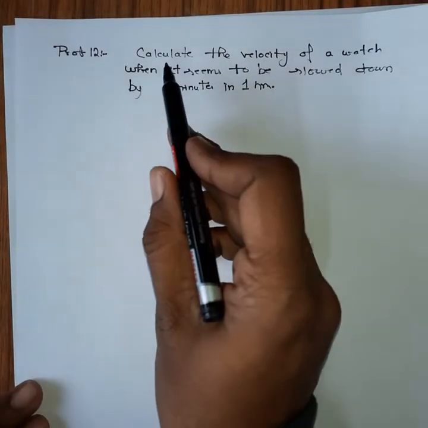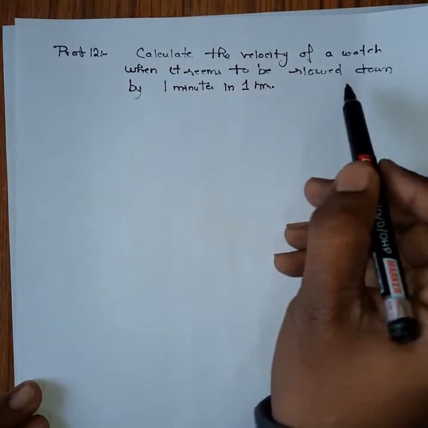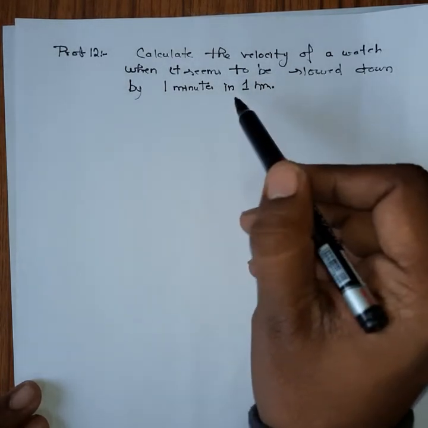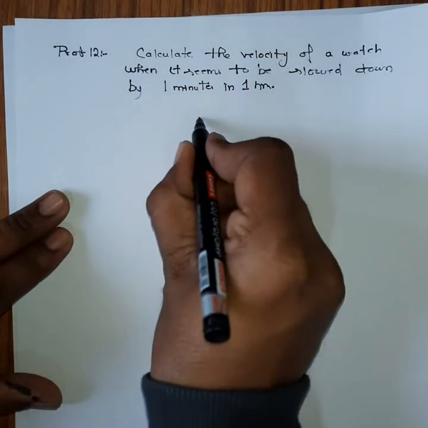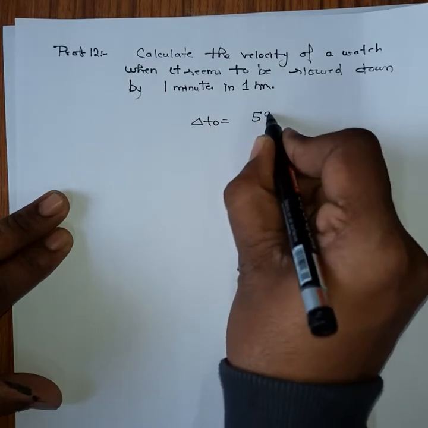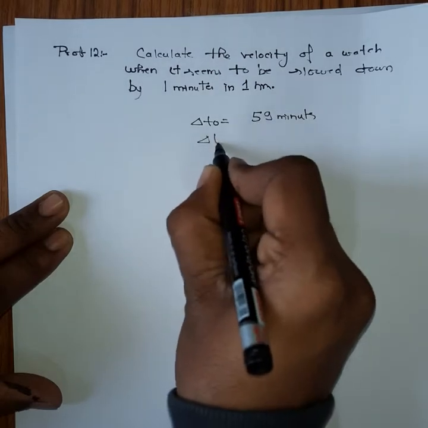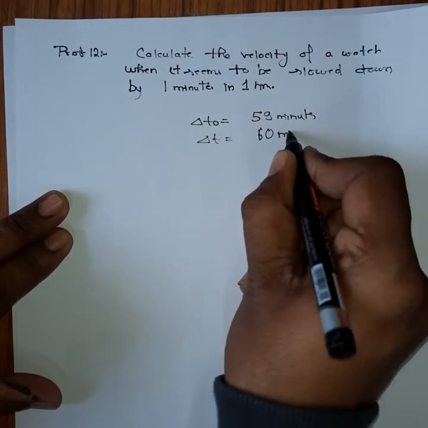So our next problem is: calculate the velocity of a watch which seems to be slowed down by 1 minute in 1 hour. We have already solved similar problems. So in this case, delta t naught is 59 minutes and delta t is equal to 60 minutes, that is 1 hour.